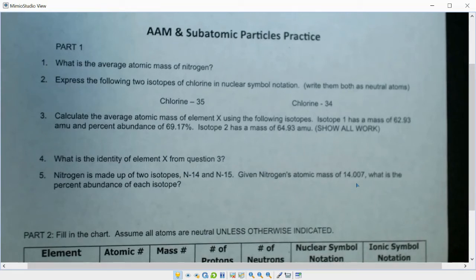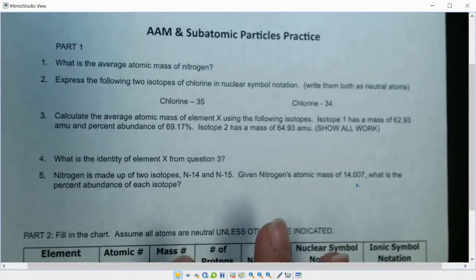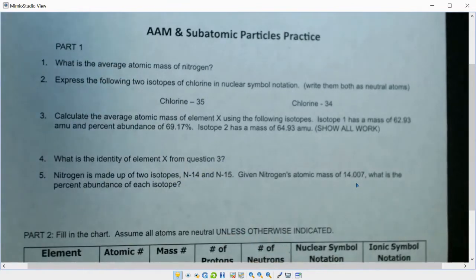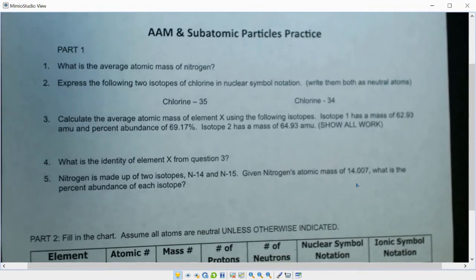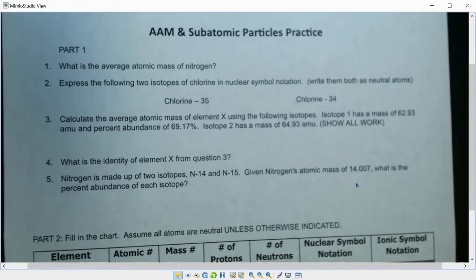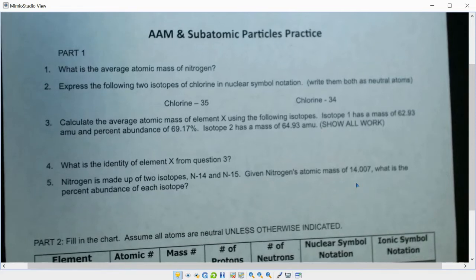All right, so this is digging deeper with average atomic mass, part 1. The first thing is when you are asked to determine the average atomic mass of an element, you just look to your periodic table. And your periodic table has 2 numbers for each element on it. It has a whole number, which corresponds to the number of protons, which is the atomic number.